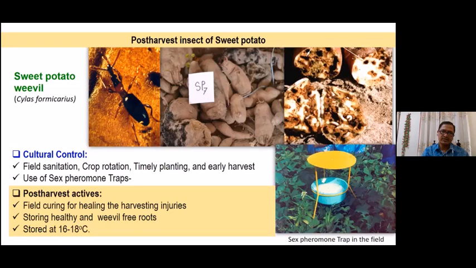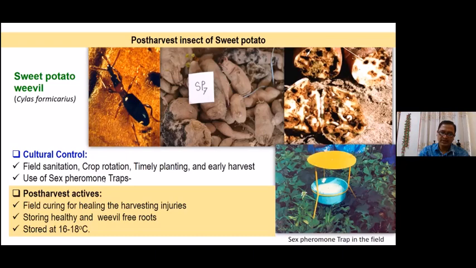Here the sweet potato weevil is more devastating, more dangerous. It infects the crop in the field, and then after harvesting, it severely affects the produce. You can see from the figure that if it infects the produce, then the whole tuber will be damaged within a couple of days, and this sweet potato is not suitable for consumption. It has a bad smell. Nobody can consume that. So this needs to be controlled from the field.